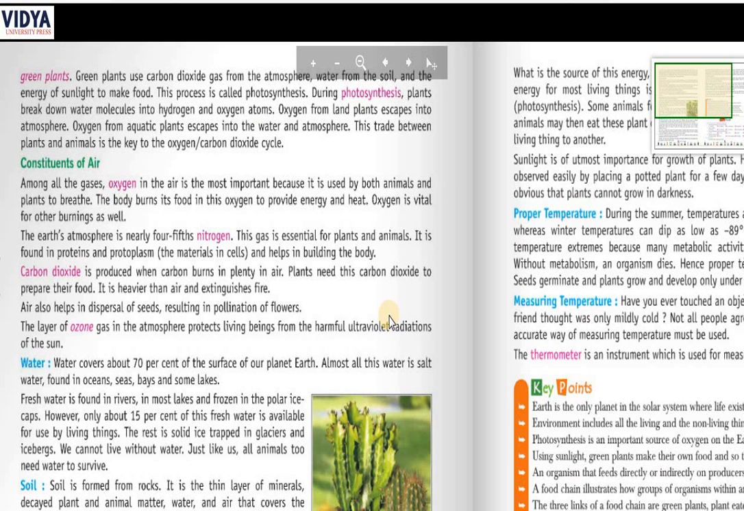So what this abiotic environment, air, has for us is: there is 78% of nitrogen in the air, 21% of oxygen in the air, and the rest 1% is other gases. And we get oxygen from the green plants on this planet.